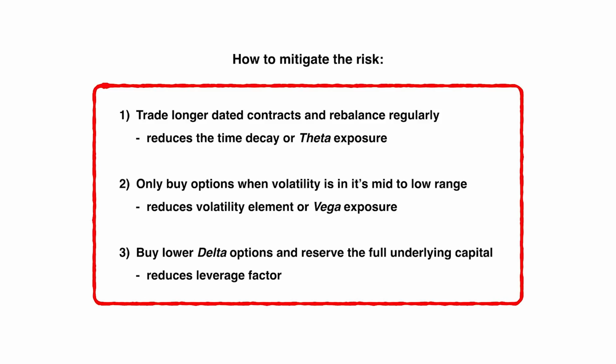So let me review that risk mitigation one more time, because obviously this is the most important aspect of all investing. Anybody can make money in the short term by taking on excessive risk. But to succeed in the long run, we need to focus on risk management. So first, we trade longer dated contracts and we rebalance regularly. This reduces that time decay. Second, we only buy options when volatility is in its mid to low range. Buying long calls or long puts during elevated volatility is a bad idea from a risk-reward perspective. And lastly, we buy slightly lower delta options, and we reserve the full underlying capital because we don't want the leverage. So that's the mechanics of the stock replacement strategy.